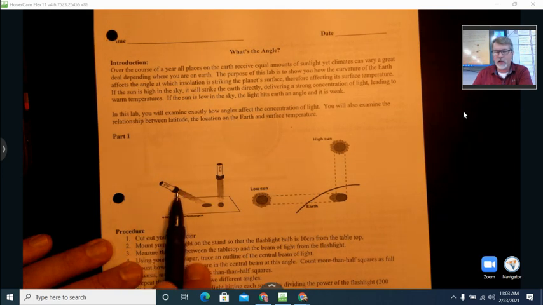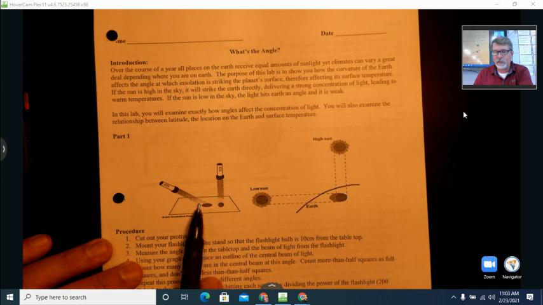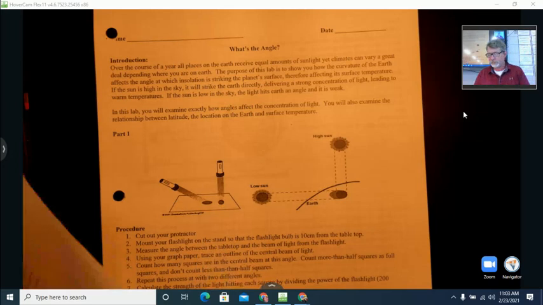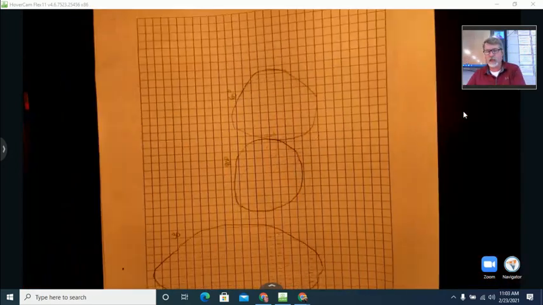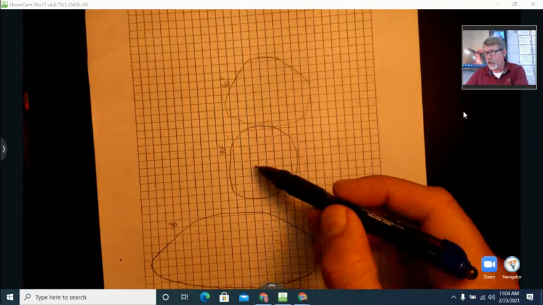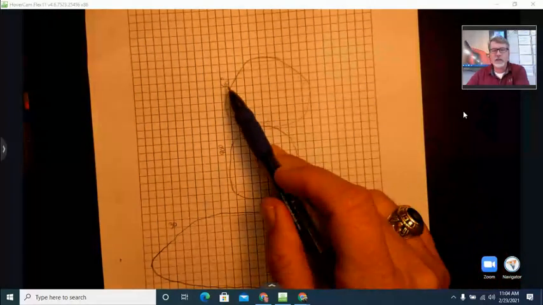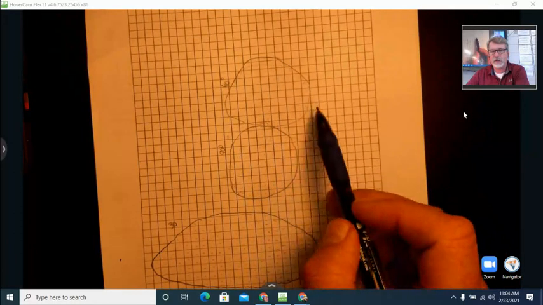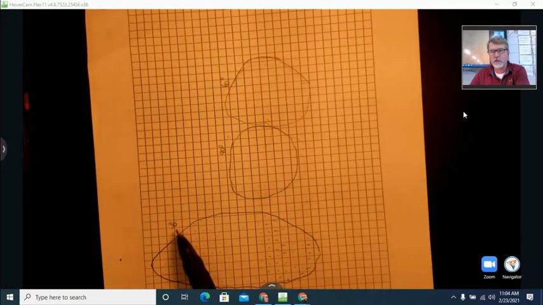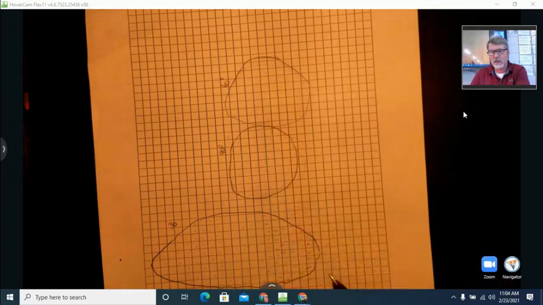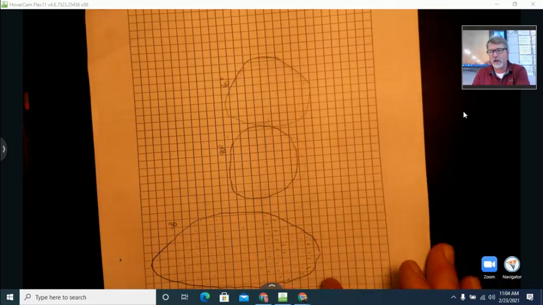So what we've done is we've taken a light and shined the beam on a piece of paper, and we've traced that beam. Here's an example of what we ended up with in class. When the light was 90 degrees above, it made this area, and then 60 degrees, it made this shape, and then finally 30 degrees. So we want to count the boxes in each of these to collect data for our area.